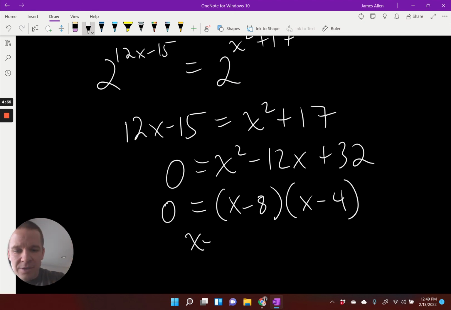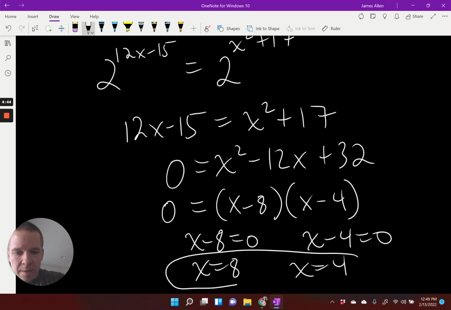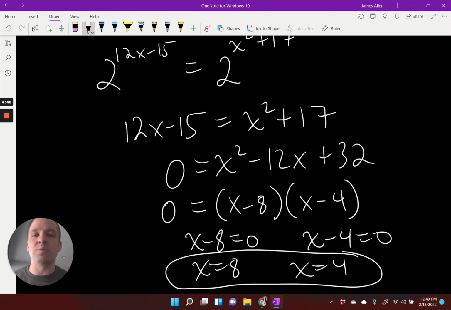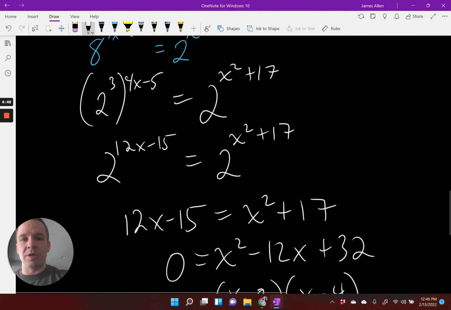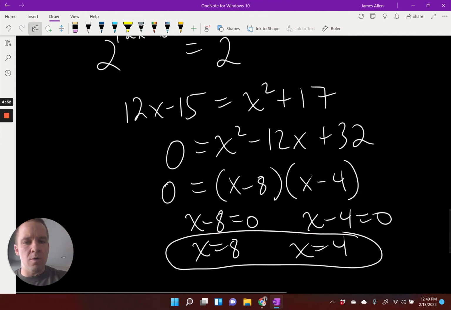So I'm going to set each factor equal to 0. And I'm going to get x equals 8 and x equals 4. Both of them will be my solutions here. Both those numbers would work to satisfy the original equation, which is right up there in light blue. Woo! That was a beast. But you guys handled it because you're rock stars.